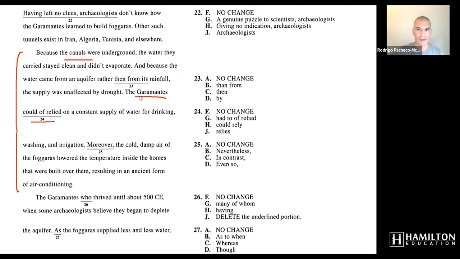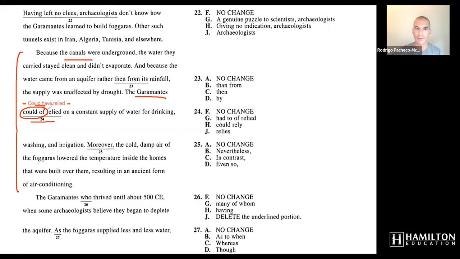All right, so let's take a look at F, no change. The Garamantes could of relied. With F, we have a grammatical issue, and it's a fairly common grammatical issue. What we might say here is could have relied. And when we form the contraction for could have, we get could've. And this is why sometimes we might see this, which is incorrect. Could of sounds like could've, the contraction for these two words.